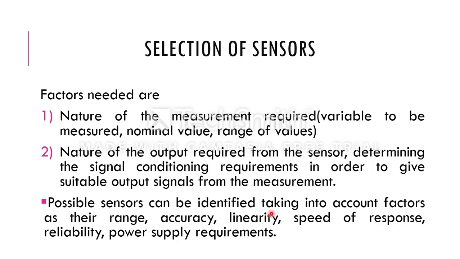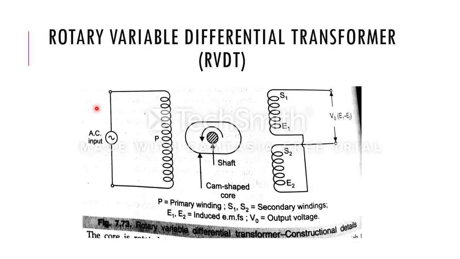Possible sensors can be identified by considering factors like the range, accuracy, linearity, speed of response and other terms. Now we will go to the topics. Some of the topics in this presentation are mainly transformers, how these transformers are used as sensors for different purposes, and the last topic is MEMS, that is micro electromechanical systems. In this, the rotary RVDT is similar to LVDT. LVDT you have already seen, where there is only linear motion of the core.